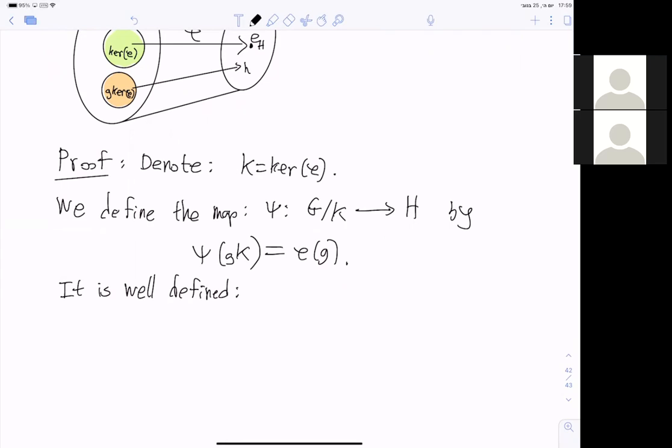Why is it well defined? Because if you have two representatives of the same coset, then this is if and only if G2 inverse G1 K is equal to K. I just multiply both sides by G2 inverse. Recall that this is a set equal to a set. So I multiplied both sets by G2 inverse. So this means that this must be equal to K.